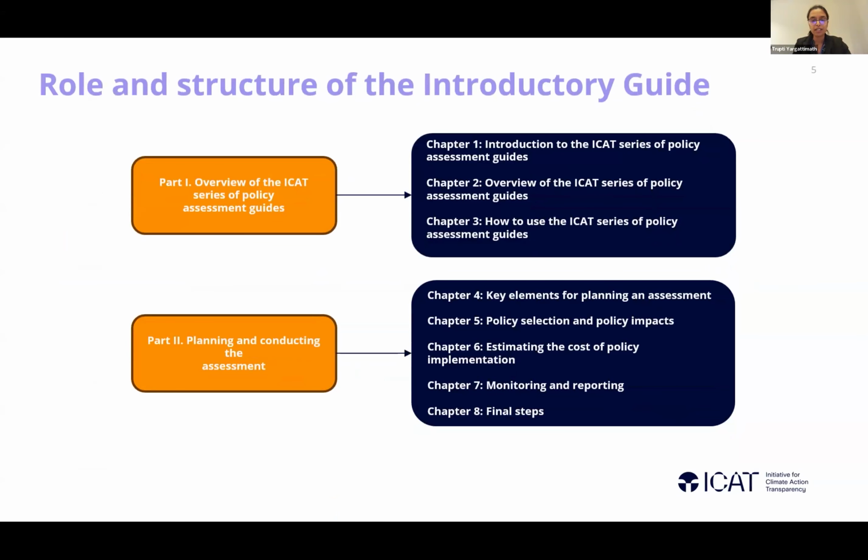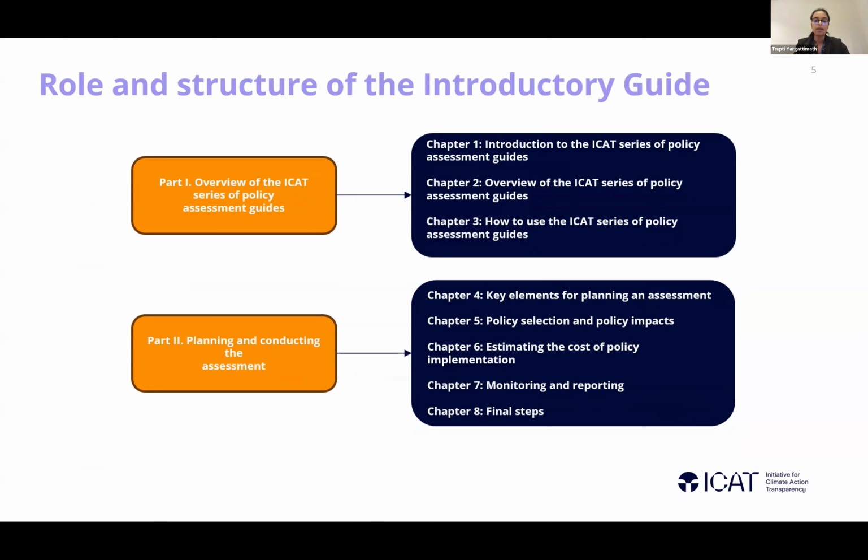Starting with the introductory guide, it is mainly organized into two parts. Part 1 provides an overview of the guides. It describes the purpose, the structure, the potential uses of all the guides in the series, and it explains how they relate to and support the objectives of the Paris Agreement, including the updating and implementation of NDCs.